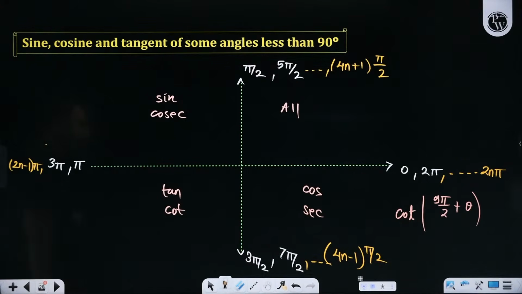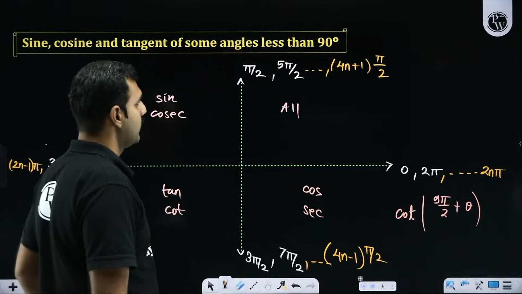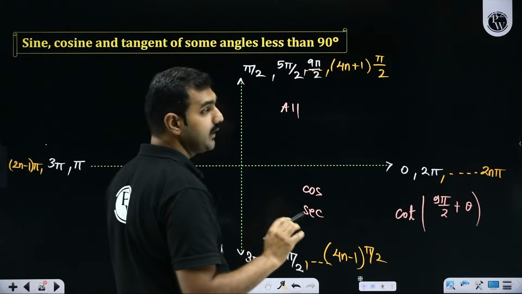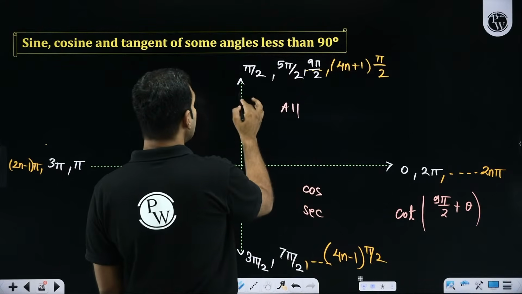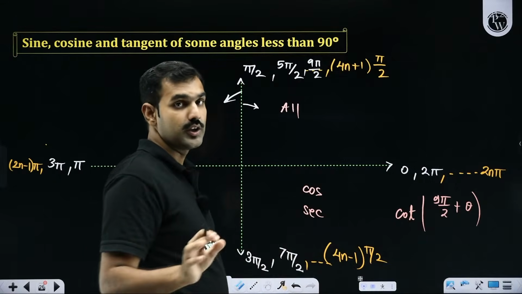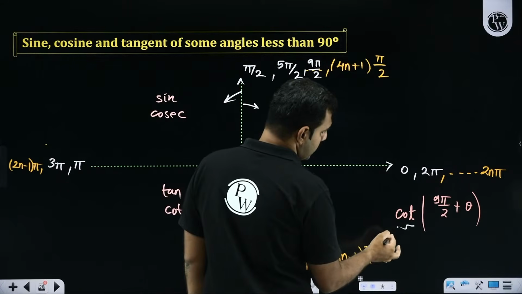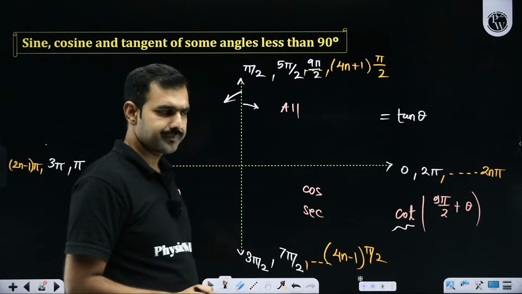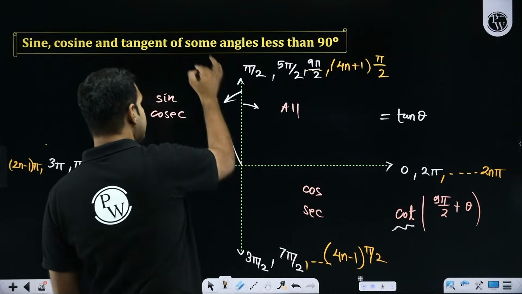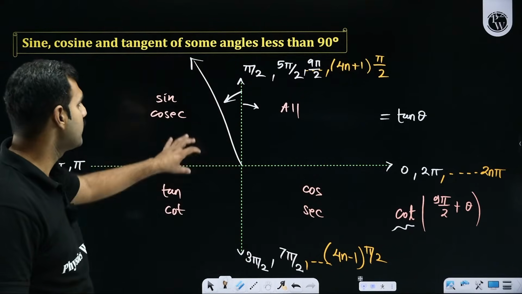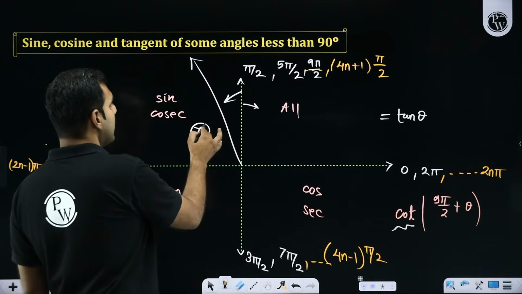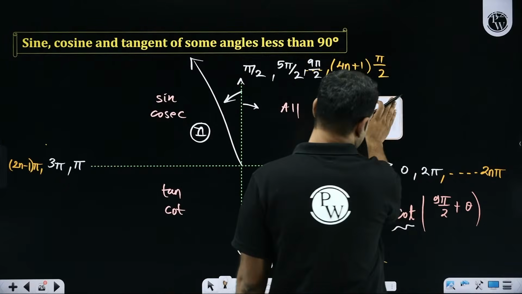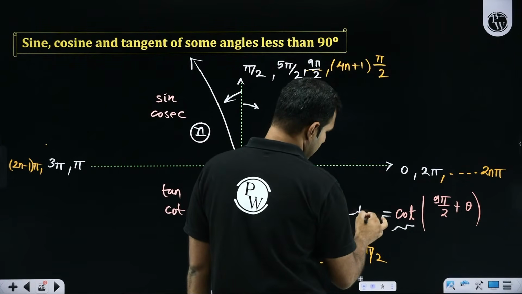Let's do one more. I asked you 9 pi by 2. I hope you do realize this is where you'll find 9 pi by 2, which means along the positive y-axis. So if I move from the positive y-axis left or right, the ratios change. So cot first of all will get converted into tan. But sir, what about the sign? Plus or minus? Okay, this is 9 pi by 2 plus theta. So plus theta will push me into which quadrant? Second quadrant. Sir, second quadrant has sine and cosec positive. Cot will be negative. So it's not plus tan theta, it's minus tan theta.